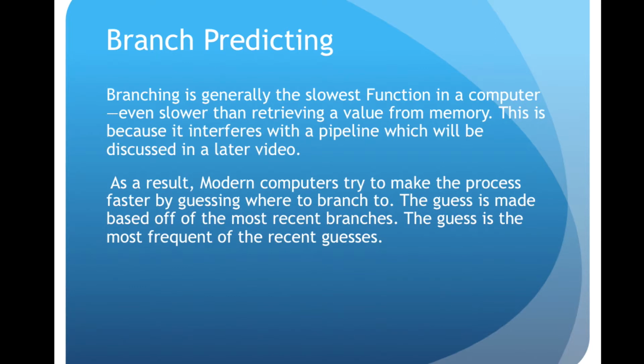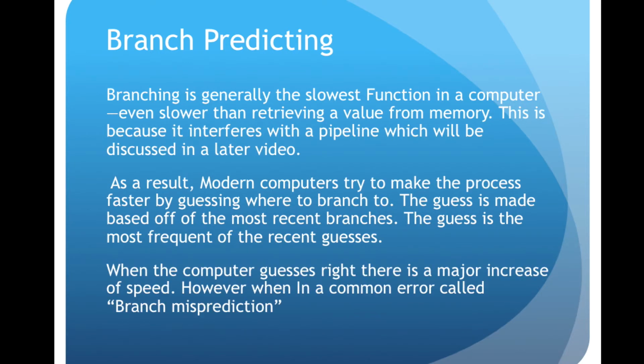And usually, what you'll do is you'll have like a queue or a stack of what your most recent branching commands were. And the one that's more frequent is the one you decide, and yeah. But now we get into the really messy thing about this. What happens if you go the wrong way?